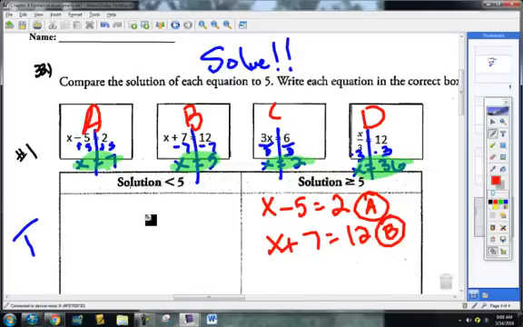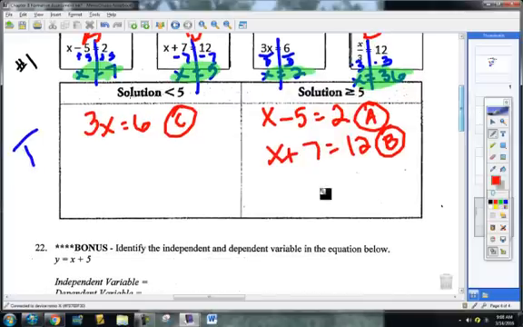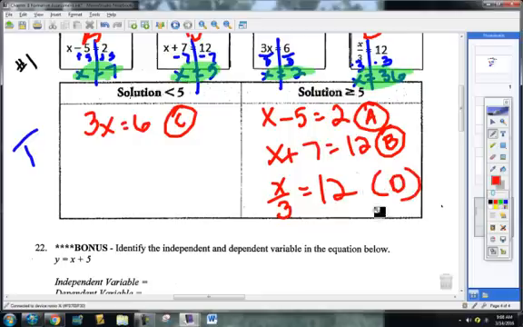Okay, next one. We have x equaling 2. That's going to be less than 5. So 3x plus 6. I'm sorry, 3x equals 6 is going to be on letter C. And then finally letter D is going to be greater than 5. So that's going to be x divided by 3 equals 12, right? Yeah. So letter D. So there's your points there.